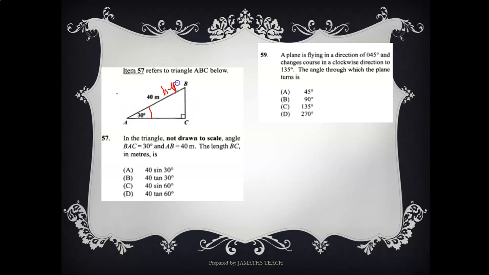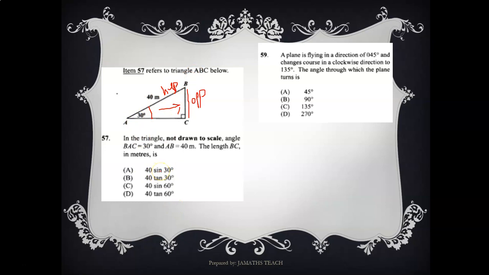And they want BC, which is this length over here. It's on the other side of the angle, so then we know that it's opposite. Without doing much working out, we know that SOH, that sine, is opposite over hypotenuse. Alright? So, without doing any working out, let's look at the options. Everything says 40, some ratio, some angle, right? And we know that 40 is right here.